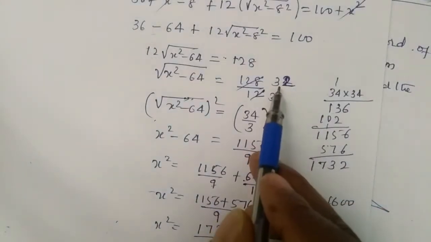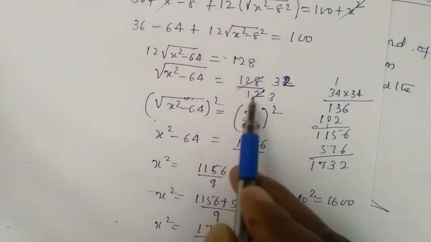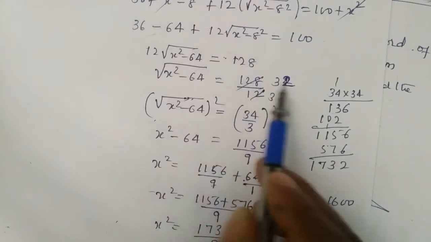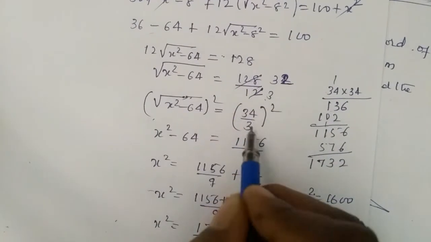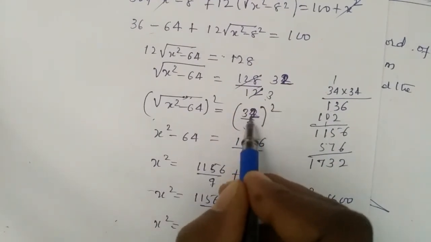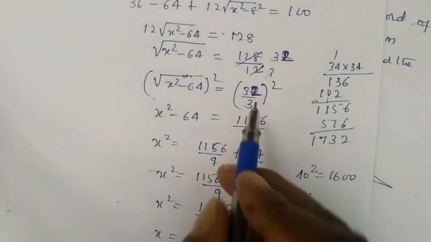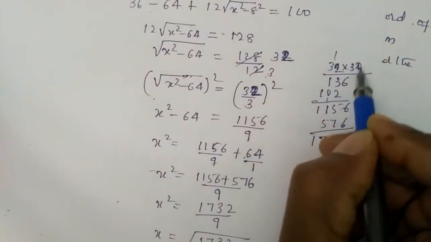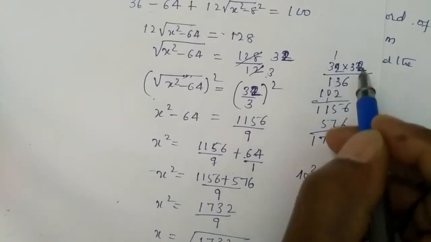See, the mistake is here. What we made a mistake. That is 128 by 12. 4 3s are 12, 4 2s are 8. Here 4 3s are 12. So it becomes 32, it is not 34. So 32 square. 32 square. 32 into 32 should check.